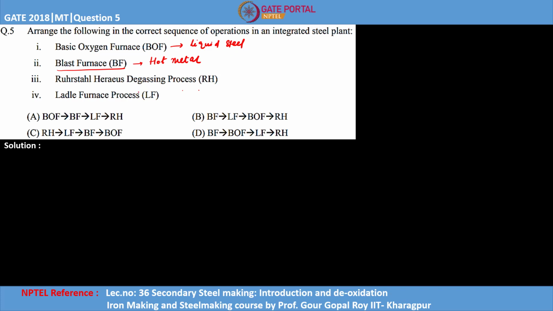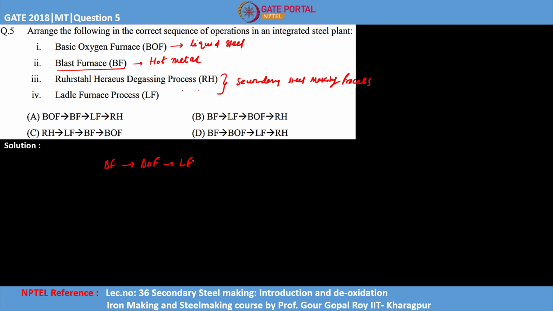So to make this produced steel purer, we go for the secondary steel making process. So in the secondary steel making process, we use the RH degasser or ladle furnaces. So these two are basically part of the secondary steel making process, right? So the first step is to produce hot metal by blast furnace, then it will go to the basic oxygen furnace for steel making, that is liquid steel production, and after that we will go for the ladle furnace process.